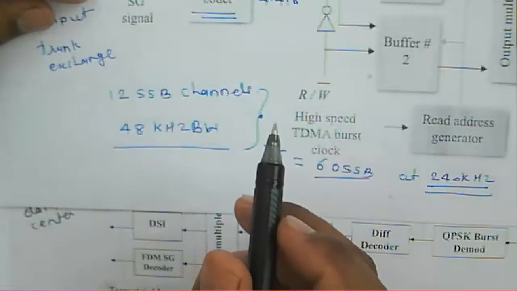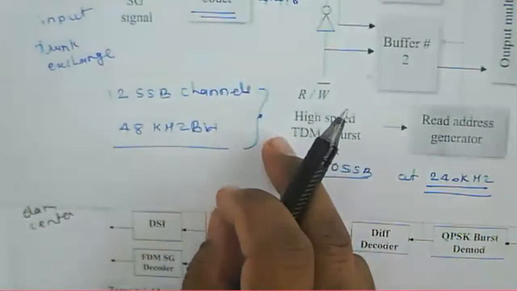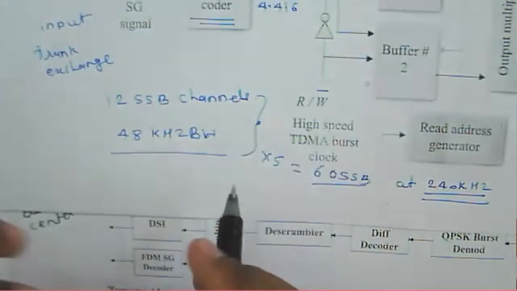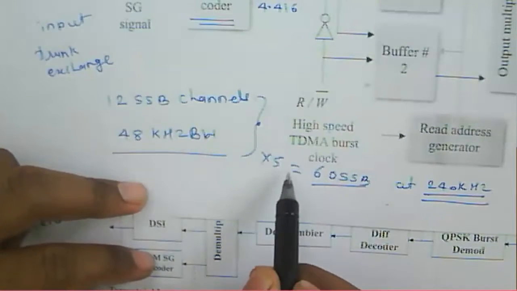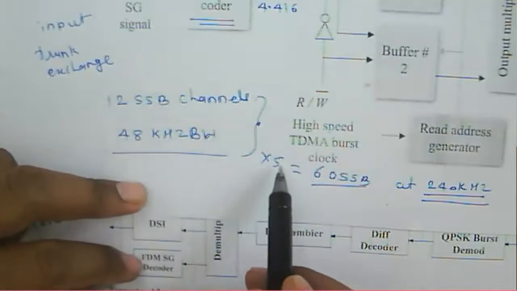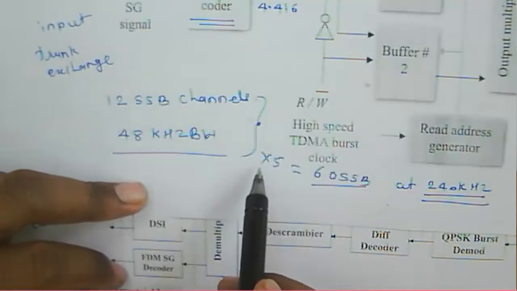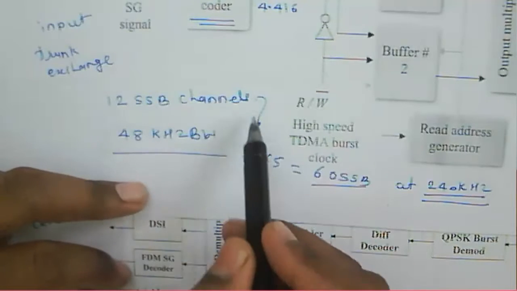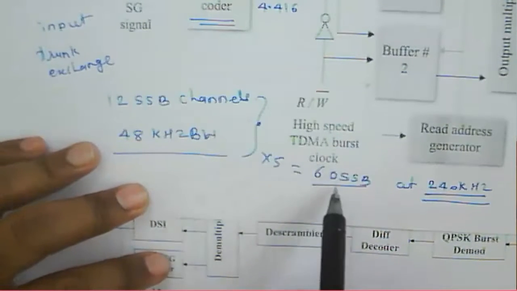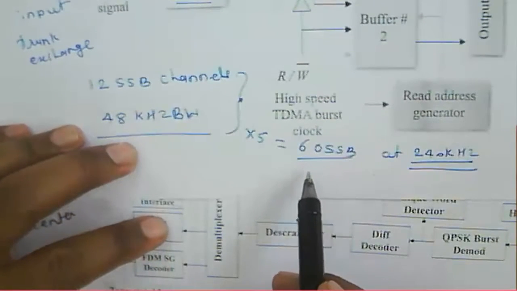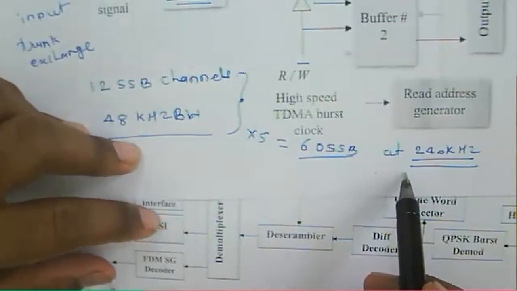And at a second level, from this 12 SSB channel, at the second level, 12 into 5, means 5 basic groups are multiplexed here so that it provides a 60 SSB channel. 60 SSB channel at the rate of 240 kilohertz.